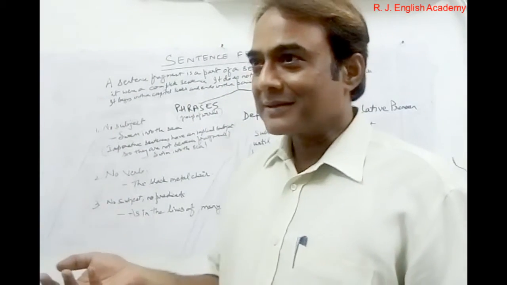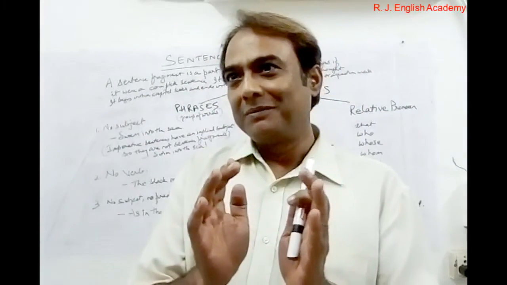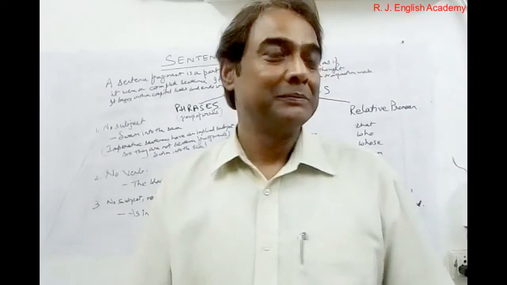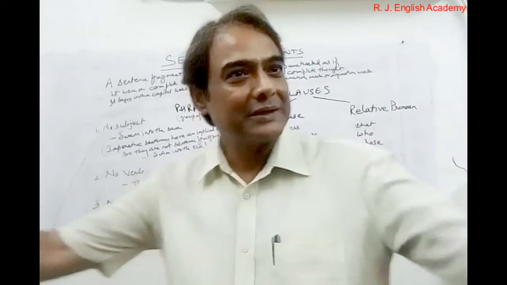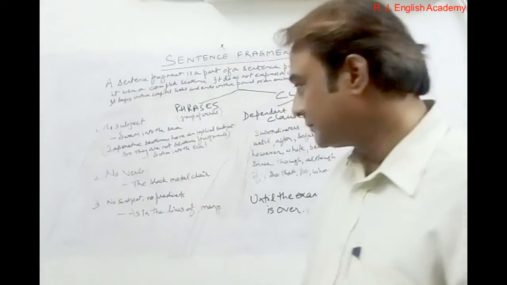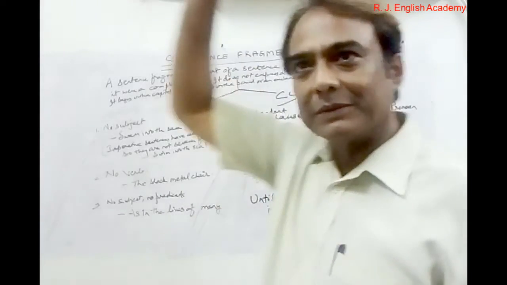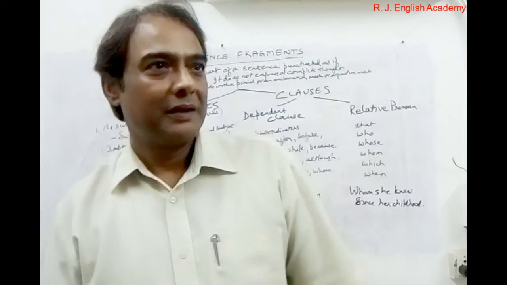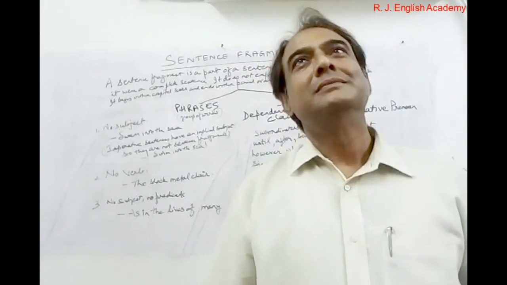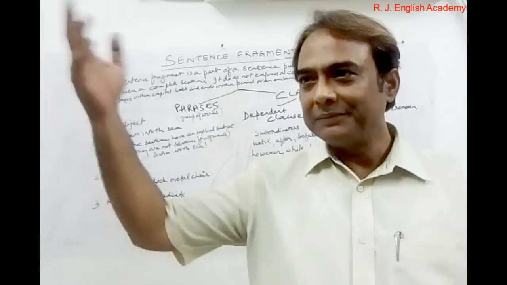It is not a sentence. It is a part of a sentence, and thus it is a sentence fragment. So there is no subject and no predicate. The example is "As in the lives of many," and then something continues. It's a fragment. As in the lives of many, such and such things happen.